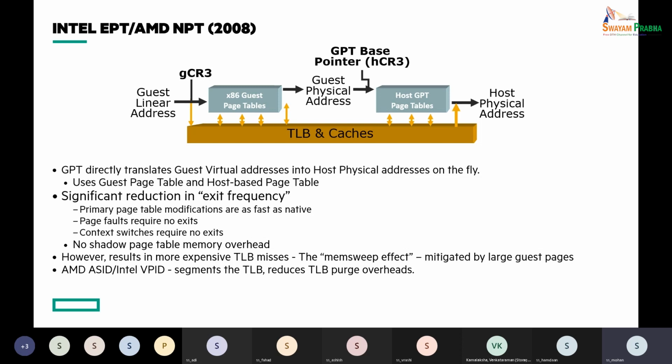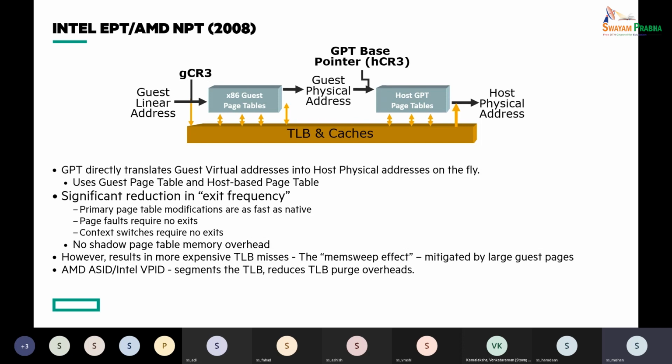Otherwise, what would happen is every time you have a VM exit and then another guest starting up, you would have to flush the whole TLB. I mean, you'll have to basically remove all the entries and then restart the guest, and as soon as it starts up, it would start hitting faults, and the TLB misses will have to be converted into entries again. So that's always a challenge.